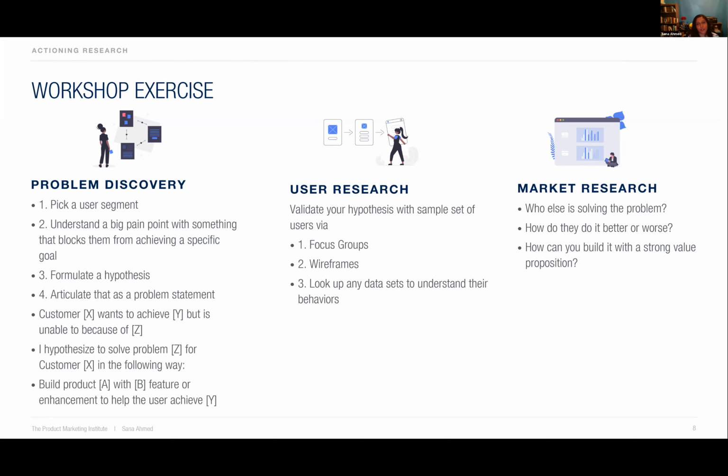So I tried to keep your XYZs consistent with each other. And again, just to repeat that one more time, articulating the problem statement and the hypothesis is: customer X wants to achieve Y, but is unable to do so because of Z. I hypothesize to solve problem Z for customer X in the following way. I will build product A with B feature or enhancement to help the user achieve Y. And that is basically your foundation of how you're going to kick off your Protothon this week.